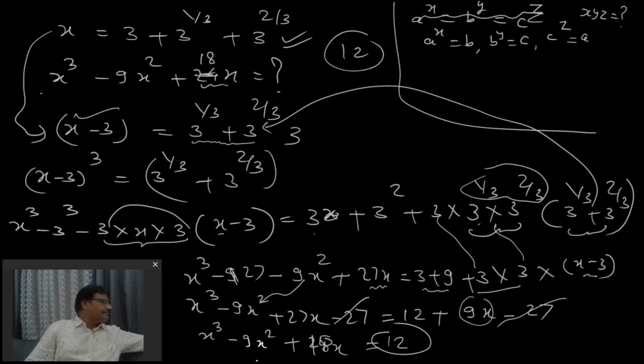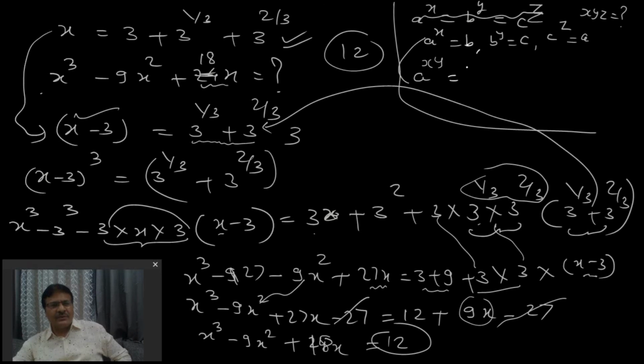Look here. a to the power x equals b, b to the power y equals c, and c to the power z equals a. If I raise power y on both sides, then what do I write here? a to the power xy equals b to the power y. Do you agree with this? I am applying power y on both sides. Now b to the power y is what? c. So instead of b to the power y I can write c, so it would be a to the power xy equals c.